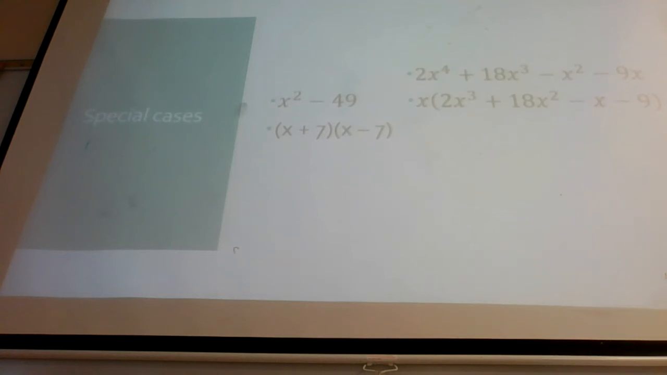2x cubed plus 18x squared. 2 goes into 18, they both have an x squared. So I have 2x squared times x plus 9. Again, like I said before, the third term is negative, so I'm going to pull out a negative 1. That also gives me x plus 9. When I group successfully, those are the same, so I end up with x plus 1. The other binomial is the combination of the GCFs, 2x squared minus 1. Don't forget about your x on the outside.